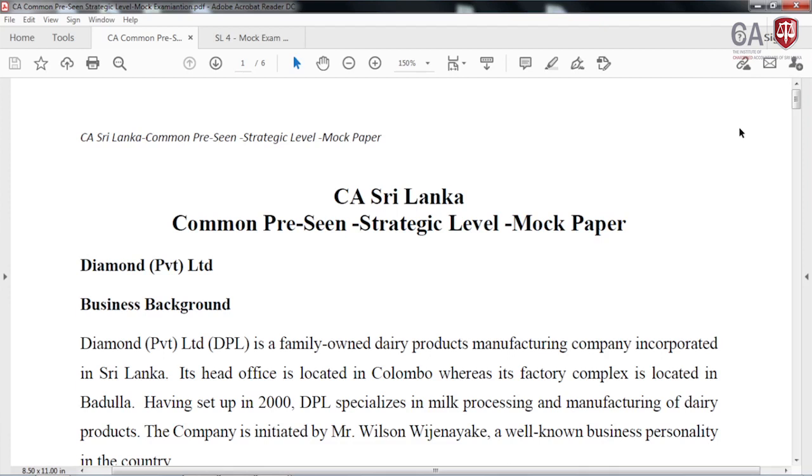Therefore, it is vital to have a good understanding of the theory area. Theory is not sufficient, you should have good application knowledge also. At the strategic level, the examiner is more focused on your application knowledge, not your theory. Therefore, it is very important to have a good understanding of the theory plus the applications.